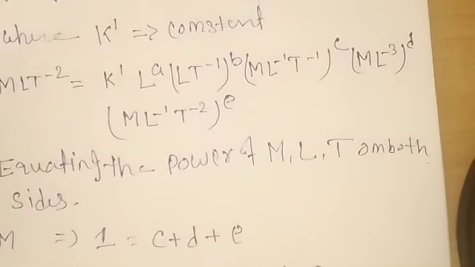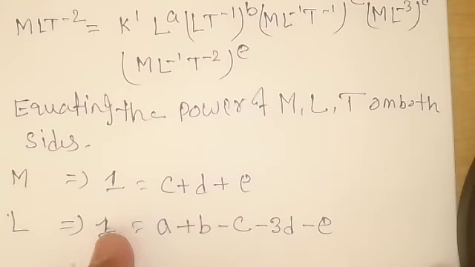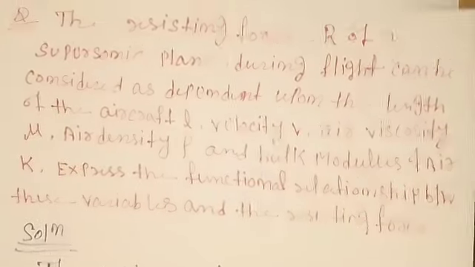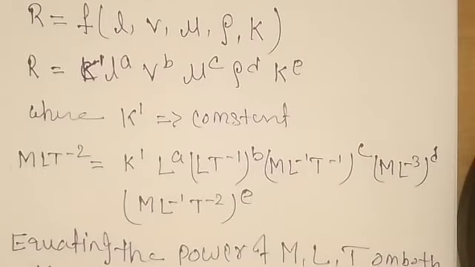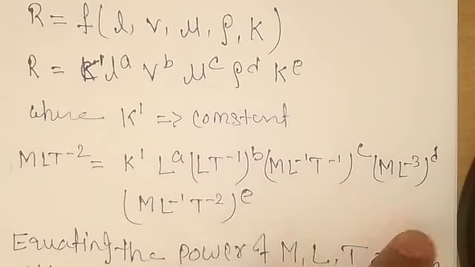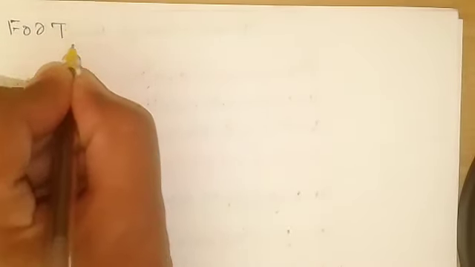Now actually it is not visible, sorry. So this is L: 1 = a + b - c - 3d - e, right? Then we go for the last, that is for T. We don't have space here, so I'll turn the page, just hold on. Again I'll show you this for the T. T power is minus 2 on the left hand side, T power is minus b, T power is minus c, and T power is minus 2e. So you can equate it again for T.